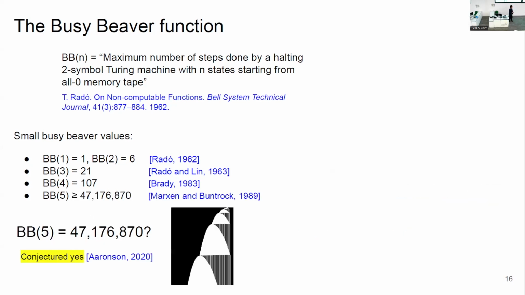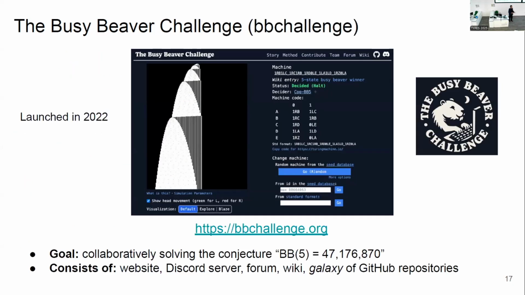And in 1989, Marxen and Buntrock, two German computer scientists, found the machine that I started the talk with. And for many years, there were no better machines found. So eventually, Scott Aaronson conjectured, well, you cannot do any better. And it makes sense to think that this is the value. However, of course, we didn't have a proof.